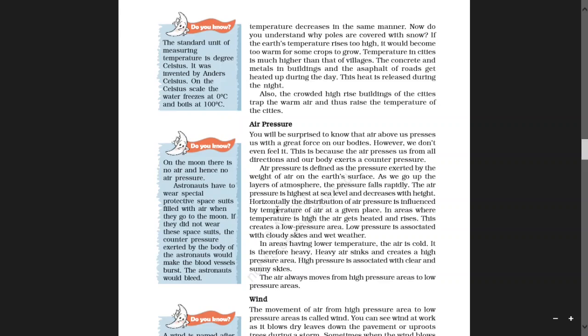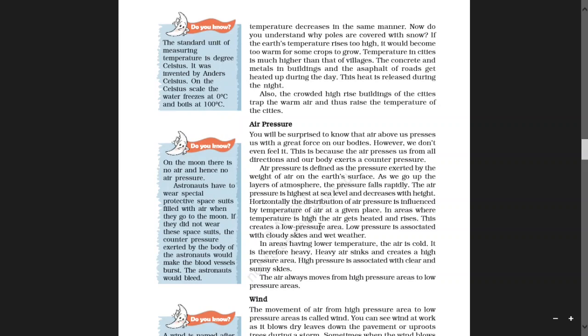Horizontally, the distribution of air pressure is influenced by the temperature of air at a given place. Horizontally means at right angles, straightly.